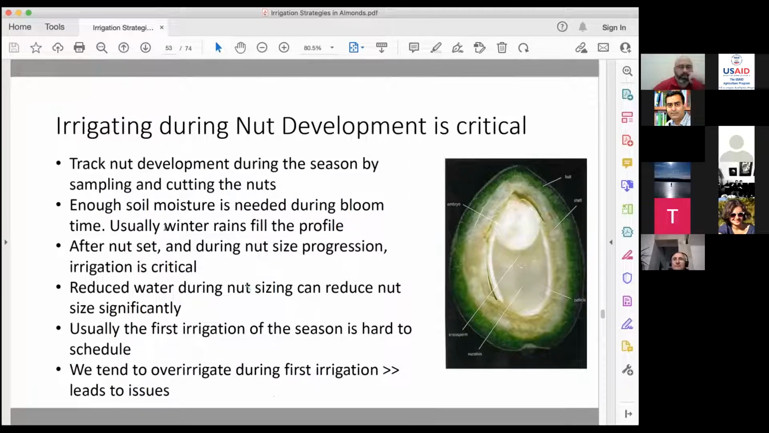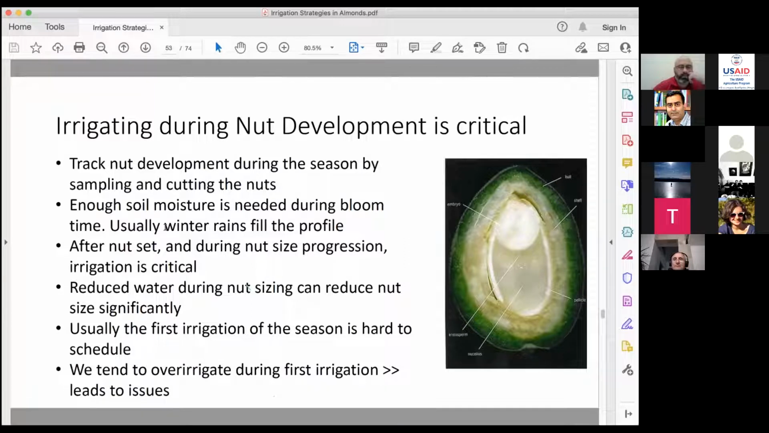Then after the nut set happens and during the nut size progression, irrigation is critical, particularly because the nut size is increasing. So there is a lot of water demand. If you reduce the water during the nut sizing, it can reduce the nut size significantly.